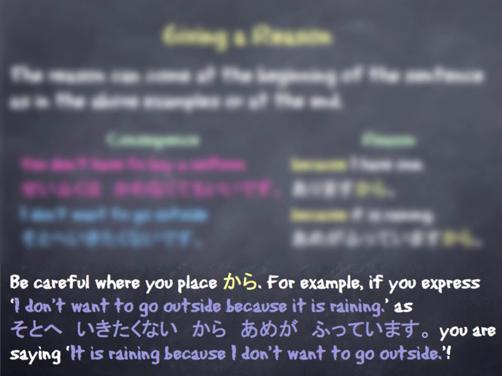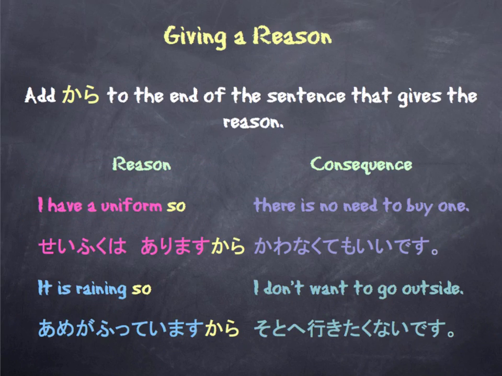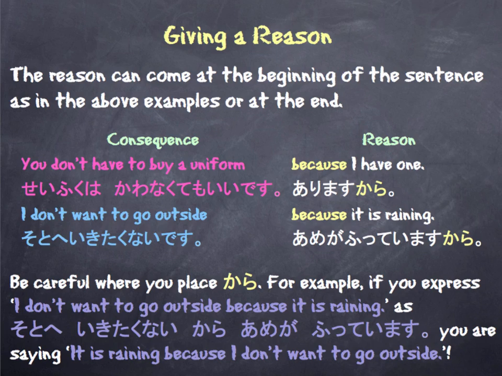It's our reason. Now, be careful where you place kara, because, for example, if you express, I don't want to go outside because it is raining, as soto e ikitaku nai kara ame ga futte imasu, you're actually saying it's raining because I don't want to go outside. So you have to be careful about the position of kara and be clear about what it is you're trying to say. In the first example, you can see that the word kara is more like the word so in English. But on our second slide, the word kara is more like the English word because. So if you keep that differentiation in mind, it'll make it easy for you to know when and where and how to use the word kara.